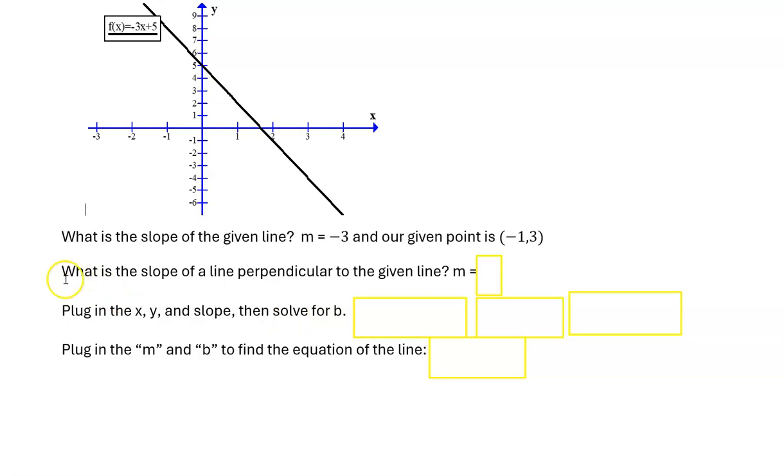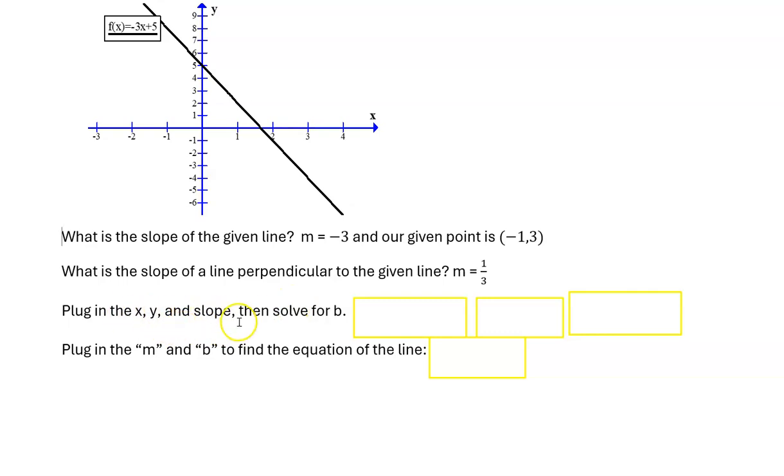So the first thing we're going to do is figure out the slope of the line perpendicular to our line, which was -3. So this is like -3/1. We would flip it to get 1/3, and it was negative, so it would become positive. So we'd have slope is positive 1/3 for the perpendicular line.